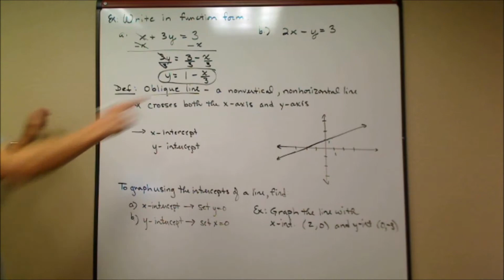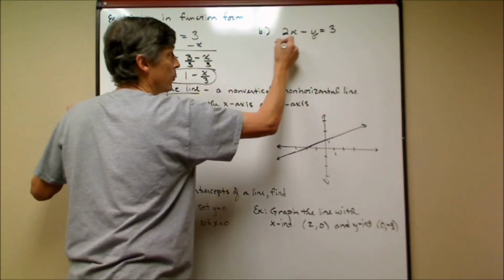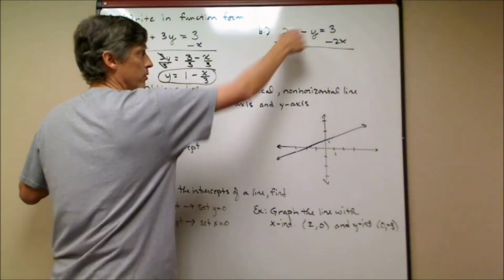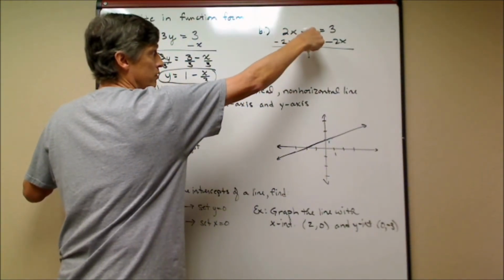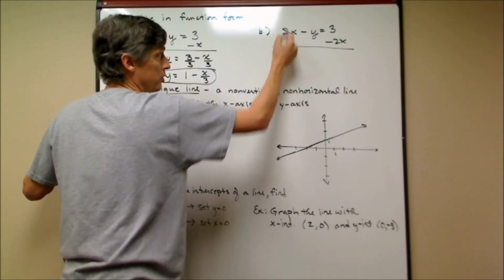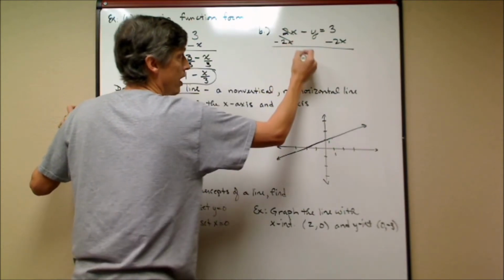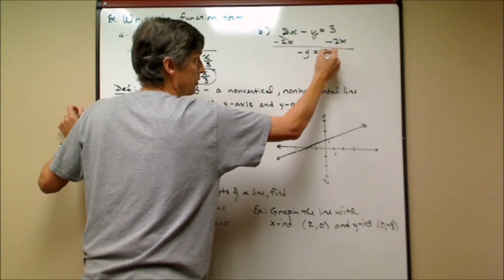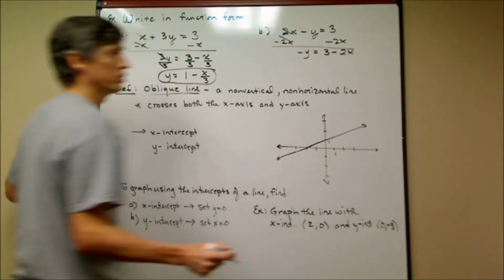Over here, I'm going to subtract 2x from both sides because I want to undo the stuff around my variable. I'm going to get rid of all this stuff that's around my y. I'll start by getting rid of the 2x. The 2x minus 2x, that's 0, and I get a minus y, which is the opposite of y. Over here, 3 minus 2x, not much I can do with that. I'll just write 3 minus 2x.